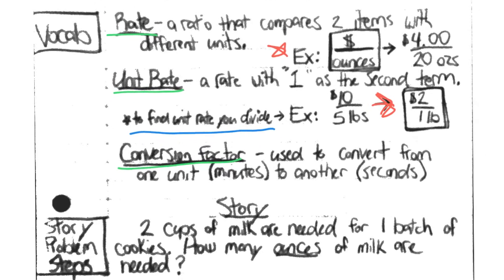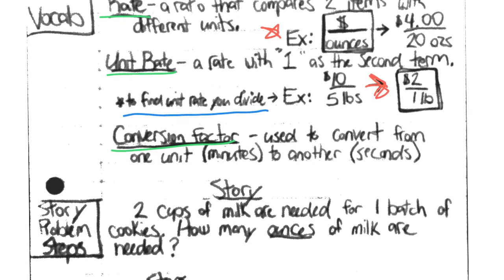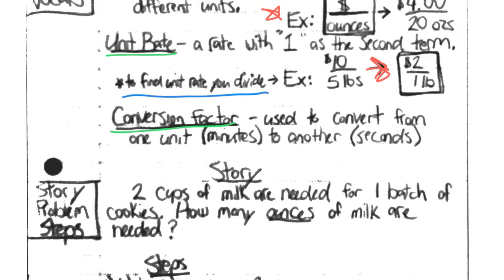The way I'm going to show you the steps is we're going to go through a story problem. I thought that would be the easiest way to teach you, by going through an actual problem. So our story is that 2 cups of milk are needed for 1 batch of cookies. How many ounces of milk are needed?